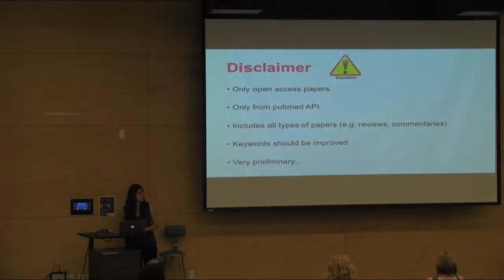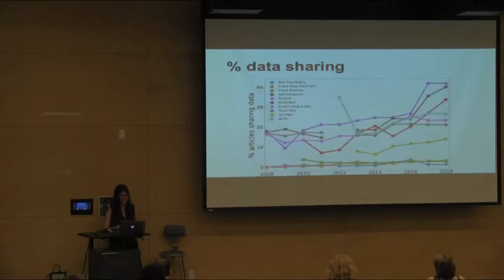Before I show you any plot, we want to be completely open that this is only open access papers, only the PubMed API. It includes reviews and other papers that are not relevant for data sharing. The keywords should be improved, and it's very preliminary, so don't take anything too seriously.